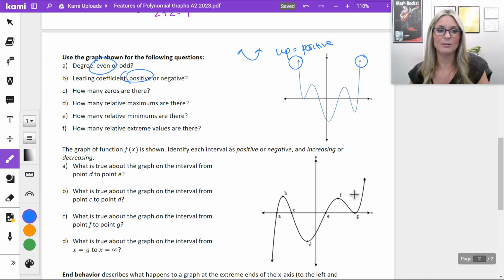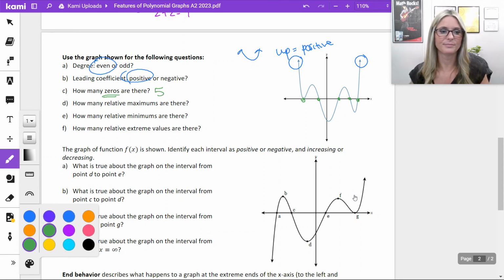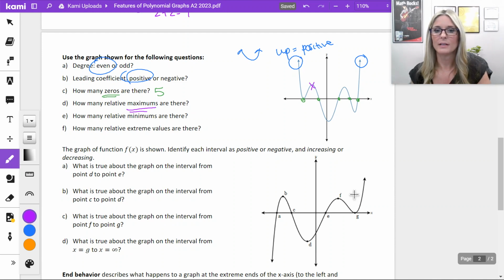See how many zeros are there. Zeros are where we hit or touch the x-axis. I see 1, 2, 3, 4, 5 zeros. How many relative maximums? 1, 2 high places.